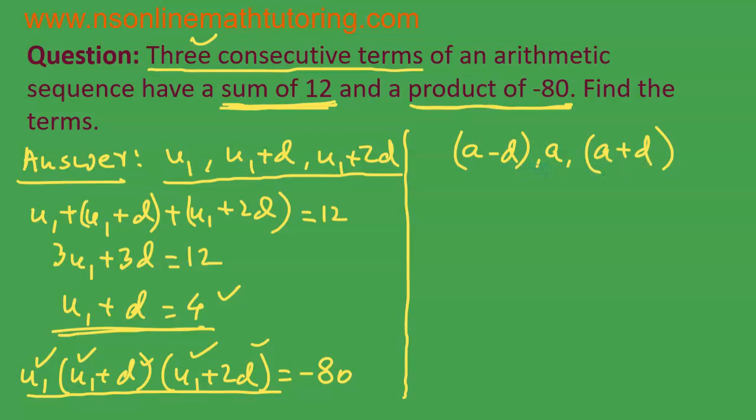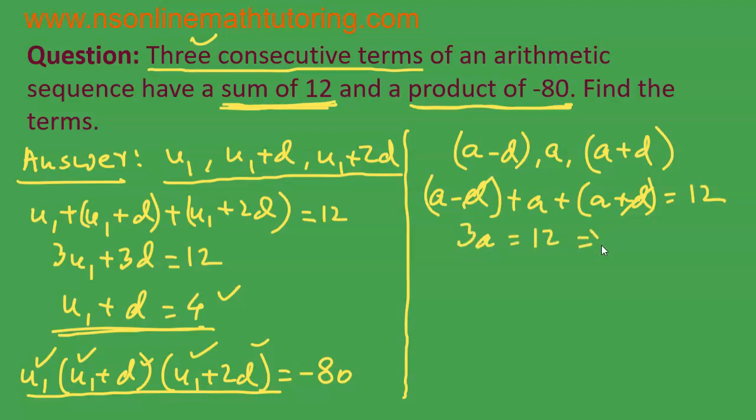But if we take the 3 consecutive terms in this format, what will be our first equation? The sum total is equal to 12. So A minus D plus A plus D is equal to 12. Now you see, these 2 will be getting cancelled and we will be having 3A equal to 12, which gives us the numerical value of A as 4. So out of the 2 variables, we have found the value of the first variable. Okay?